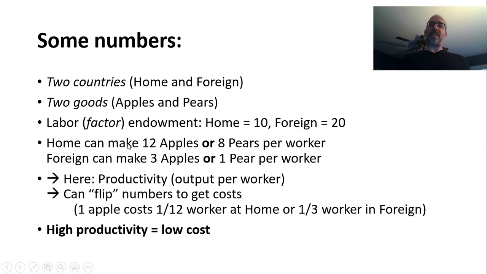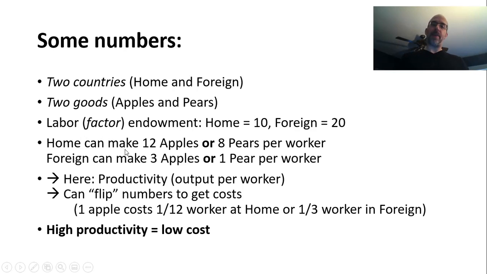Now home, this is the technology part, and I made this up too. Home can make 12 apples or 8 pears per worker. Foreign can make 3 apples or 1 pear per worker. So look at this. Home is really productive. A worker can make a lot of apples and a lot of pears. And foreign, they both make more apples than pears per worker, but home has a big advantage in both in absolute terms, okay?